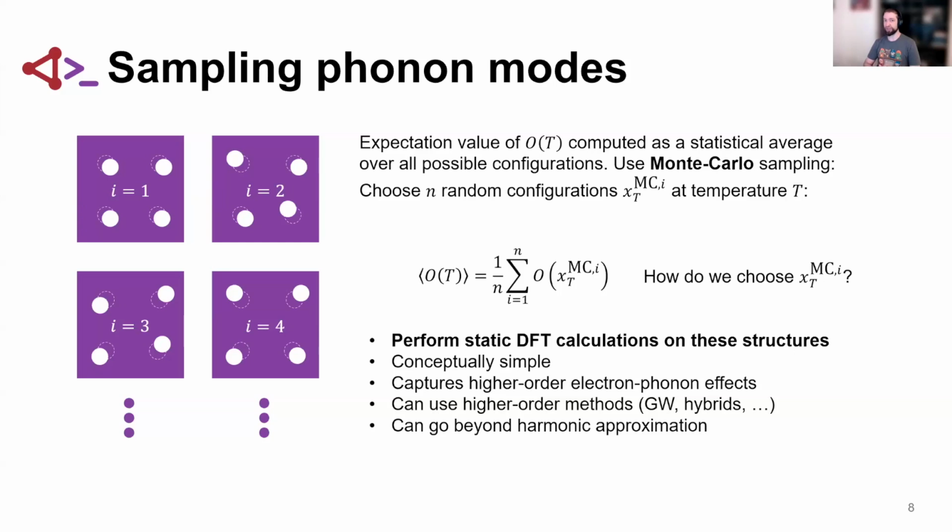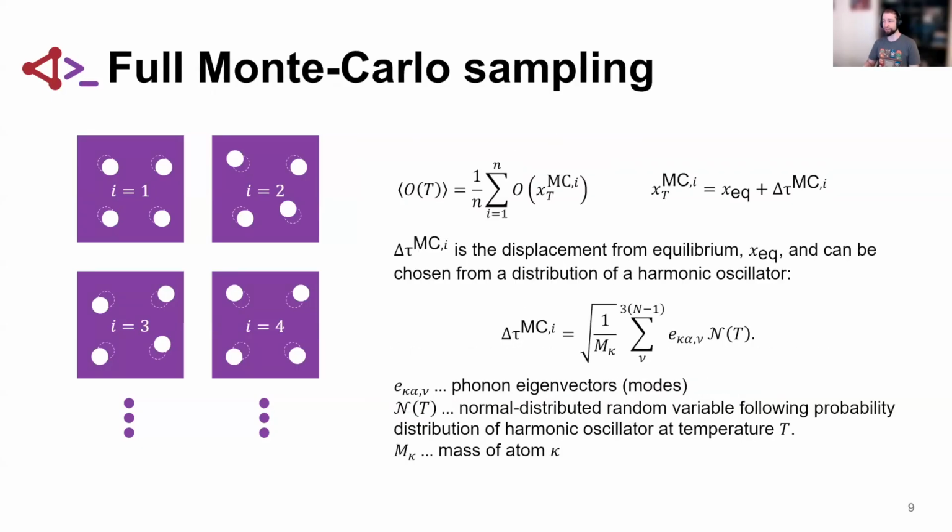And last but not least, you can also go beyond the harmonic approximation with this method, because you are free to choose the kind of displacements you want to make, and you can incorporate lattice effects, etc. In that regard, it is quite powerful. So one last question here that we can ask is, how do we actually get to those displacement patterns?